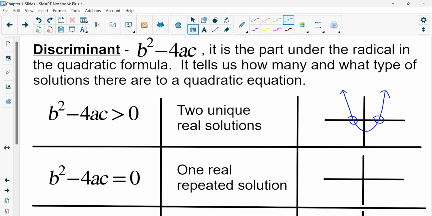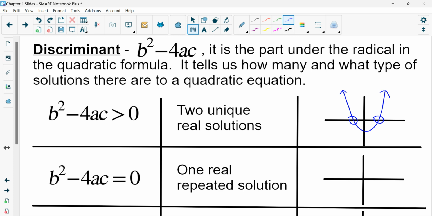If b squared minus 4ac is equal to 0, we'd be taking the square root of 0. And the square root of 0 is just 0, right? So if I'm going plus or minus 0, does it change my answer if I take 3 plus 0 or 3 minus 0? No. So we're only getting one real repeated solution here. So we're getting two answers, but it's the same answer twice.